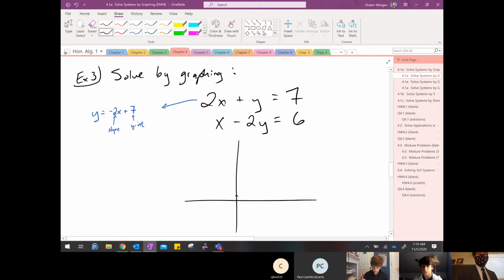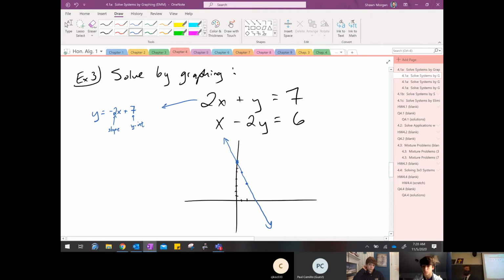We can go up 7 on the y-axis, 4, 5, 6, 7, and we can put our dot there. That's our starting point. And then the slope of negative 2 means I go down 2 and to the right 1. Down 2 and to the right 1. That's exactly what I intend to do here. So down 2 to the right 1, down 2 to the right 1. My tick marks are not very well spaced apart here, so forgive me. There we go. All right.